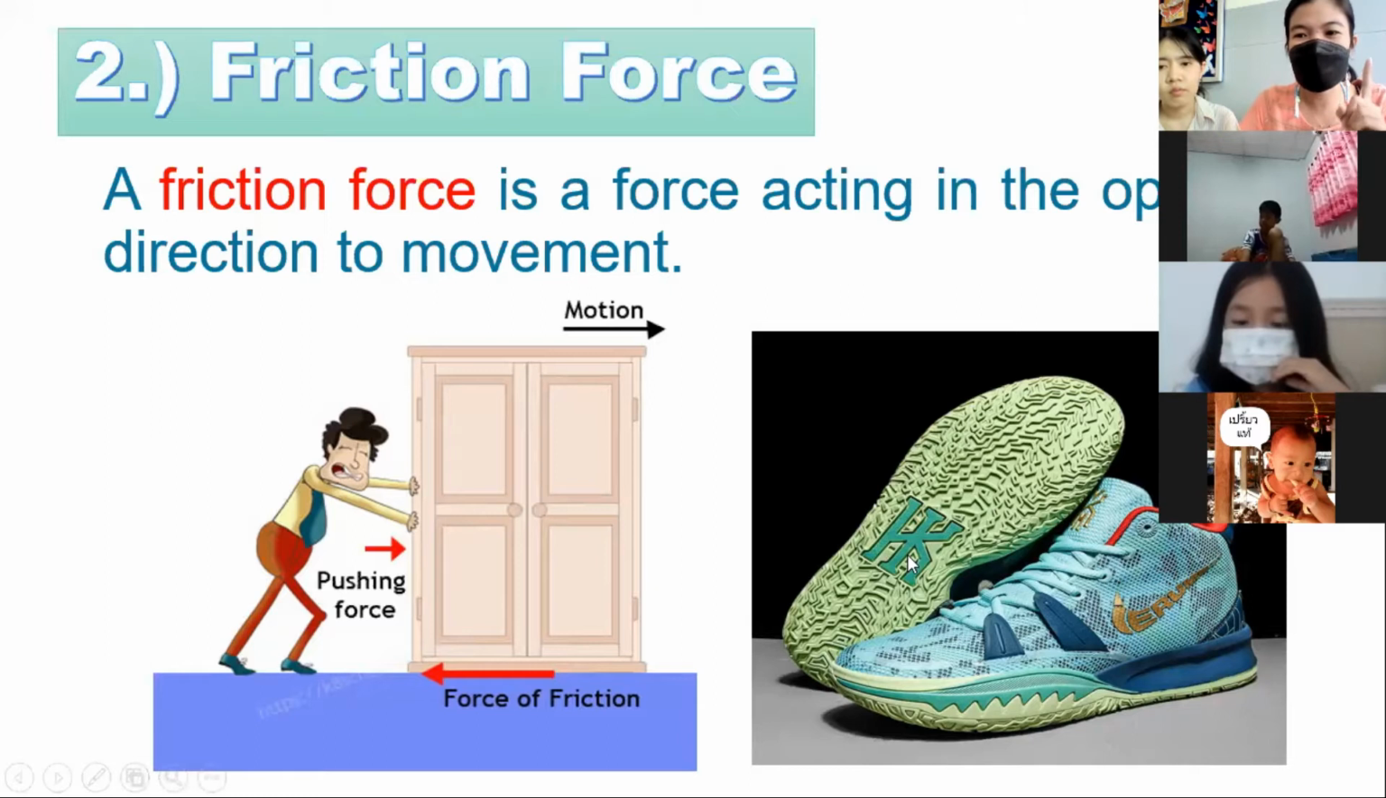Example, the basketball player. They are using this type of shoes, right? Because while playing in the court, the surface is smooth, so their shoes need to have friction. Like this one. So this is a friction force.